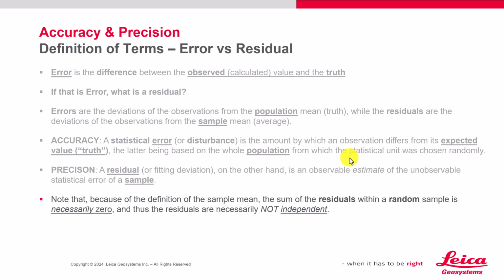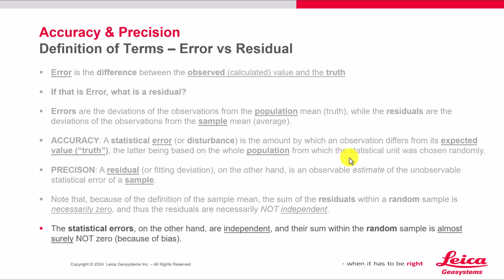And note that because of the definition of the sample mean, the sum of the residuals within a random sample is necessarily or nearly zero. It's not always, but it's pretty close. But the bad news is that the residuals are not necessarily independent, and we need an independent accuracy. Statistical errors, on the other hand, are independent, and their sum within the random sample is almost surely not zero because it has bias.